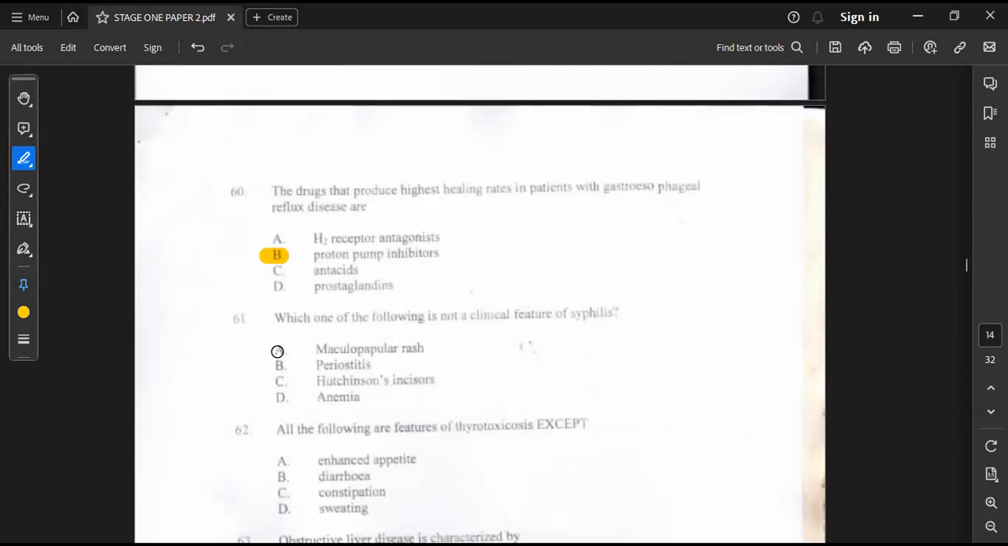An example of the first generation is promethazine, and of the second generation is cetirizine. They are used in diseases like allergic rhinitis. Also, they are used in one of the conjunctivitis types. And then they bind to H1 and H2 receptors.